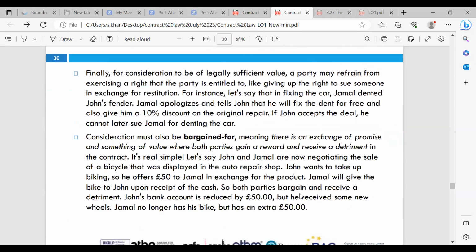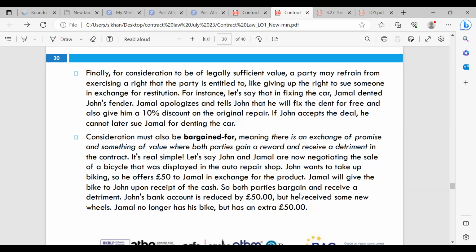Finally, for consideration to be legally sufficient value, a party may refrain from exercising a right that the party is entitled to, like giving up the right to sue someone in exchange for restitution. For instance, let's say that in fixing the car, Jamal dented John's fender. Jamal apologizes and tells John that he will fix the dent for free and also gives him a 10% discount on the original repair. If John accepts the deal, he cannot later sue Jamal for denting the car.